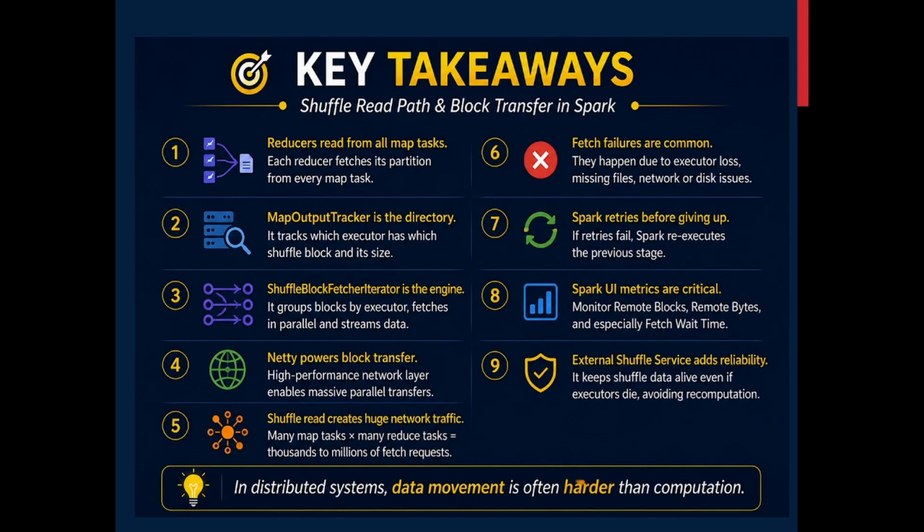But we're still missing one important piece of the puzzle. What happens when an executor creates shuffle files and then suddenly dies? Do reducers lose access to the data? Does Spark recompute everything? Or is there a mechanism that protects those shuffle files? In the next video, we'll take a deep dive into External Shuffle Service. We'll see how Spark preserves shuffle data, supports dynamic allocation, and avoids expensive recomputations in production clusters.